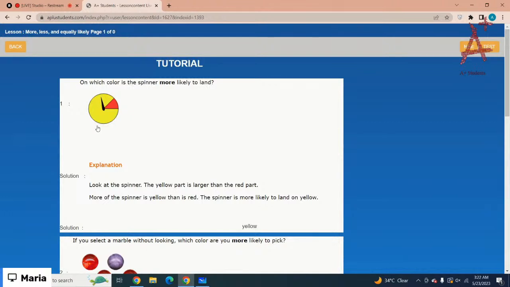Okay, on which color is the spinner more likely to land? You can see a spinner. The spinner has two colors, yellow and red. So, which portion is larger? You can see the yellow portion is larger than red. That means mostly the spinner will land on the yellow color because the yellow color has more portion on the spinner. Got it? So that means the spinner is more likely to land on yellow because the spinner has more yellow color.